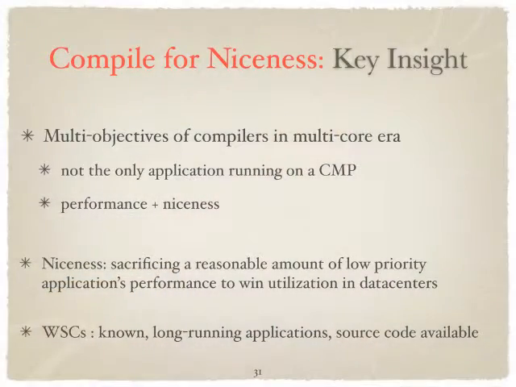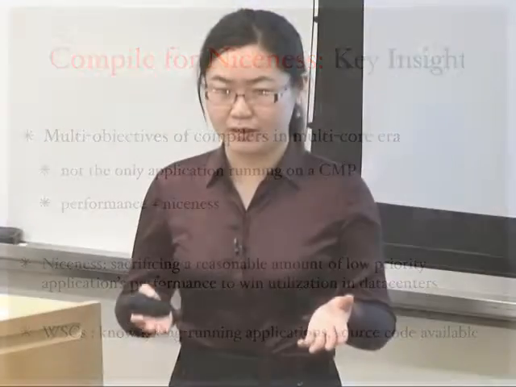So another insight is, in this kind of domain, when you sacrifice a little bit of performance for low priority applications, you can facilitate safe co-location and win a lot of utilization in the end. In other terms, when you sacrifice a little bit of your self-interest and performance, you win big in the big picture. And that's a life lesson. Being nice is sometimes good for the big picture. And also, in these kinds of data centers, we know the applications that we're running, they're long running, and we have the source code available.